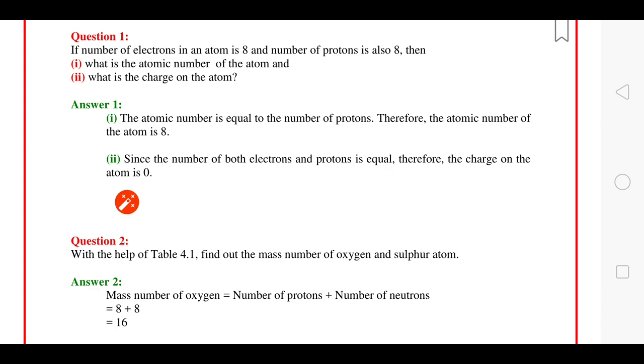And the answer of the second question, what is the charge of the atom? Since the number of electrons and protons is equal, therefore the charge on the atom is 0, right? So when there are as many protons as electrons, the charge on the atom will be 0.